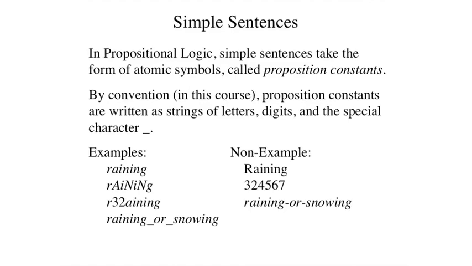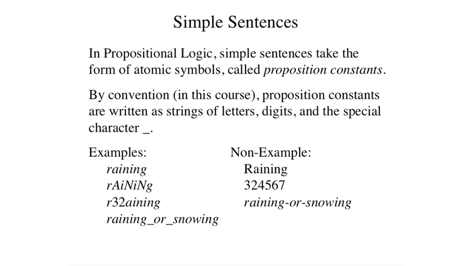By convention, we write proposition constants as strings of letters, digits, and occurrences of the underscore character. In order to avoid conflict with other types of symbols we use later, we require that every proposition constant begin with a lowercase letter. For example, raining, spelled as shown here, is a proposition constant, as are raining, spelled with lower and uppercase letters but beginning with a lowercase letter, 32_raining, and raining_or_snowing.